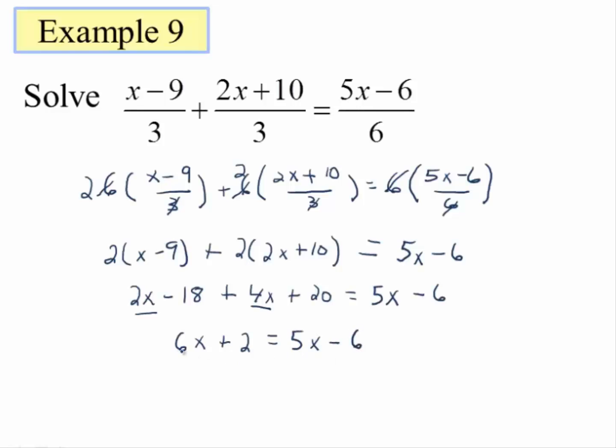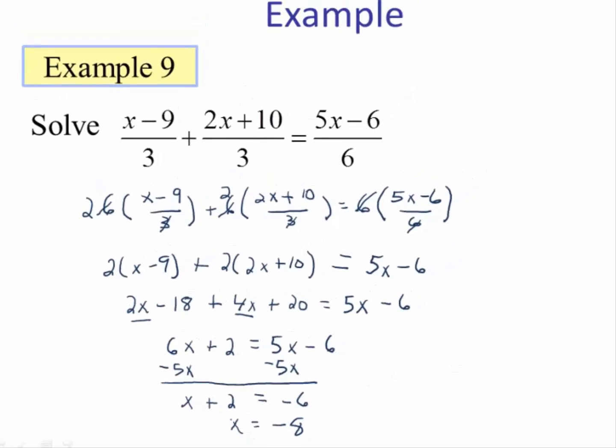Now we want to get x's on the same side of the equal sign. I'm going to move this one over here, so I subtract 5x from both sides. Six x minus 5x is 1x, just x, plus 2 equals negative 6. Subtract 2 from both sides, we get x equals negative 6 minus 2 is negative 8. So our solution is negative 8.